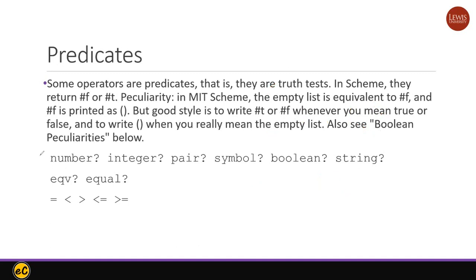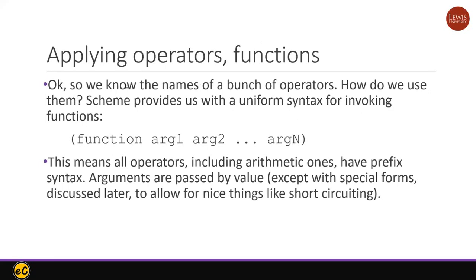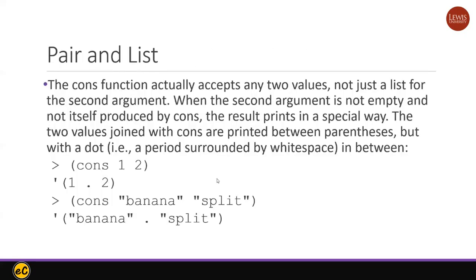Okay, these are the checking of the data type. These are predicates. So applying a function to the arguments is like this: operator, then the arguments.